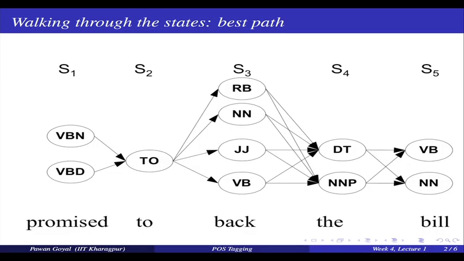Now I want to find out the actual part-of-speech tag sequence for this sentence. Looking at this picture, how many different possibilities can you see? If you start from any part-of-speech tag for the word promised and go to any tag for the word bill, any particular path denotes a possible tag sequence. The number of possibilities will be 2 times 1 times 4 times 2 times 2, roughly 32 possible tag sequences. Among these 32, I have to find the most probable tag sequence.